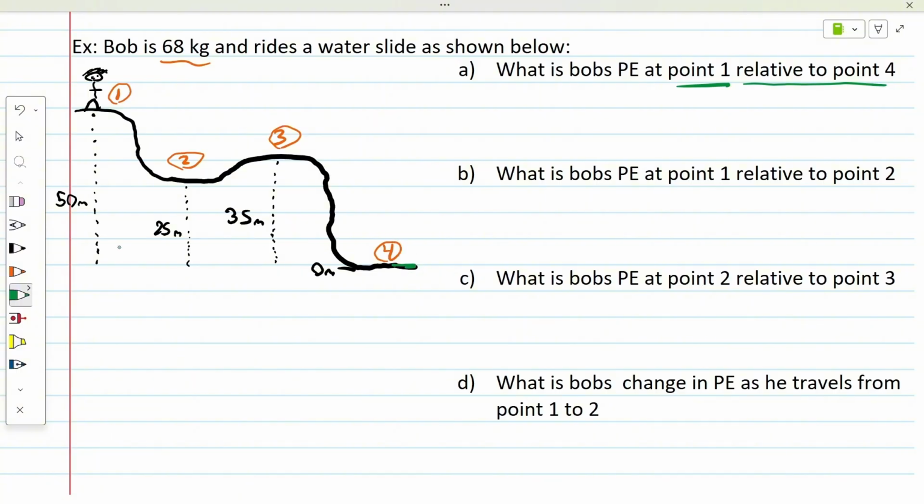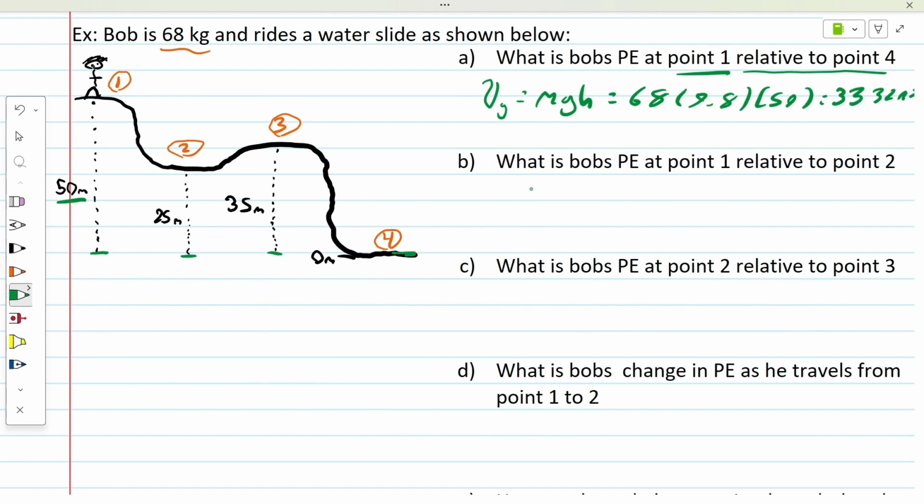So that means we can base our height off this reference point at point 4. So we know that our height now is just going to be this 50 meters, because this 50 meters is from this bottom reference point. So we know our potential energy U is just mass times gravity times height. So the mass is 68, the mass was 68, times gravity, which is 9.8. And so the height, we would use 50 meters. So if we plug those in, we'd get a potential energy of 33,320 joules.